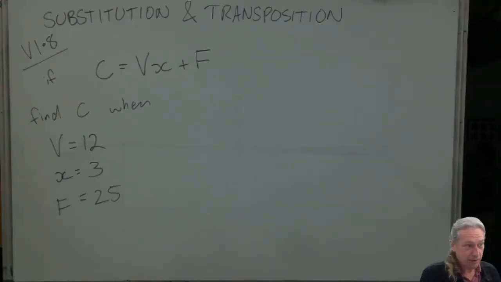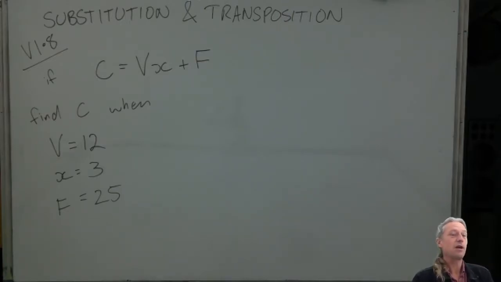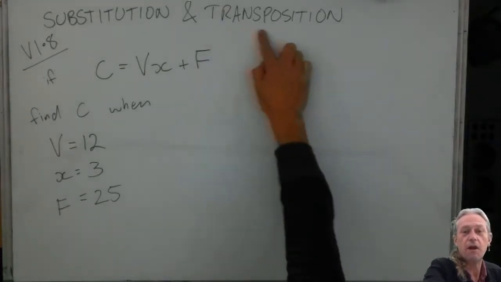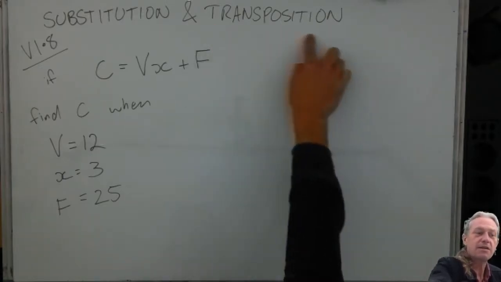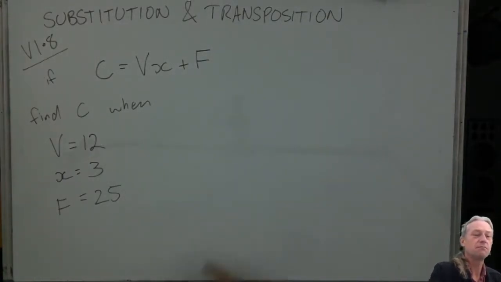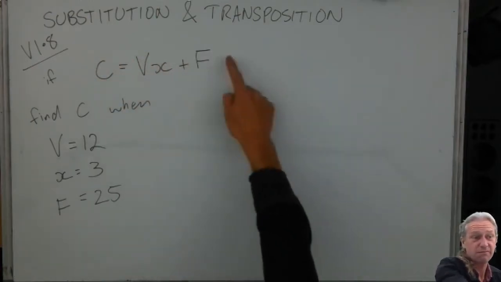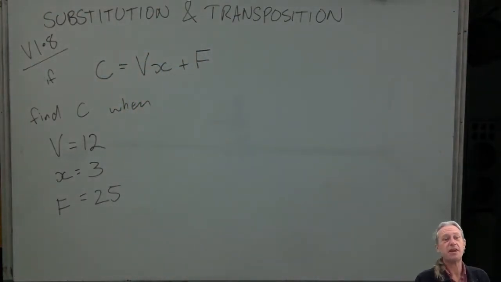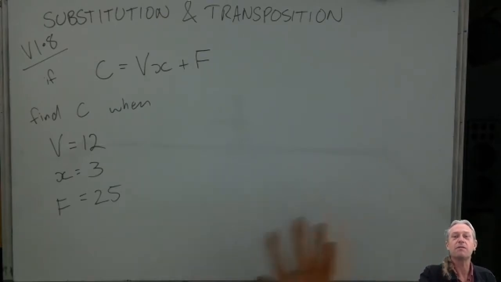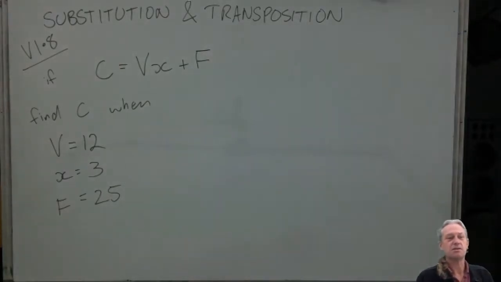Okay, welcome back. In this video, we're going to look at substitution and transposition. Transposition is kind of like what we've already been doing, except we're going to be given an equation with no numbers. So we're doing the same sort of thing as solving equations, except we can't do any mathematical calculations. We're just going to end up with rearrangements. It's essentially just rearranging equations.